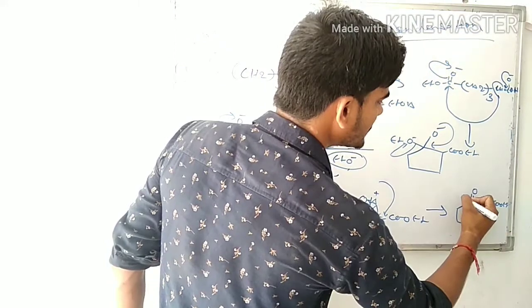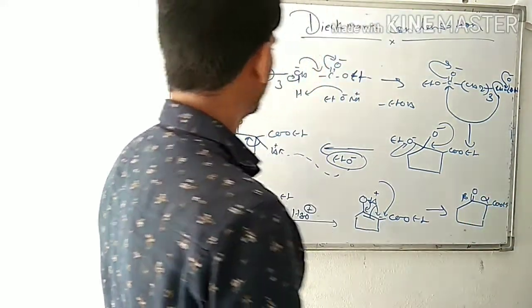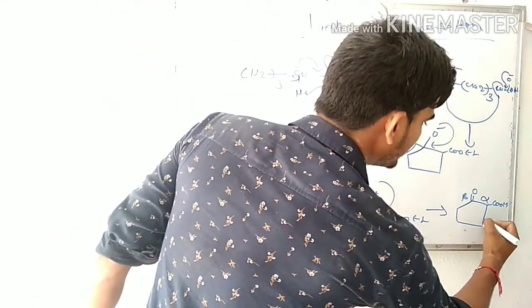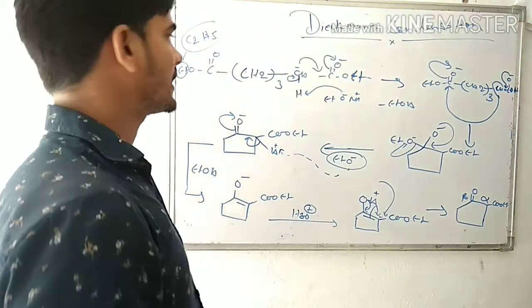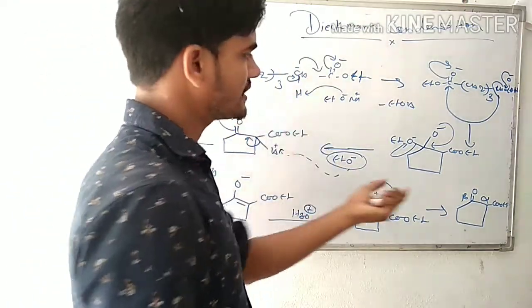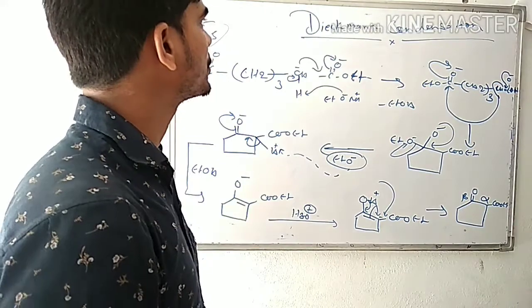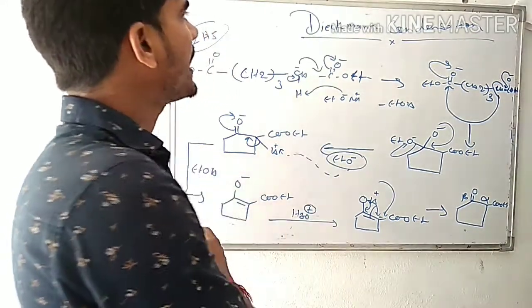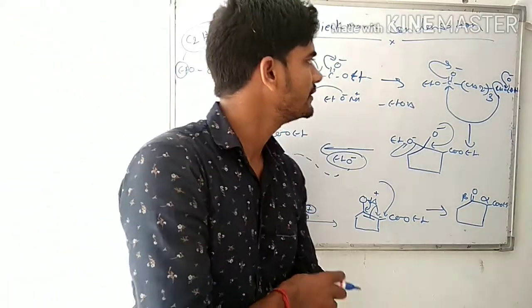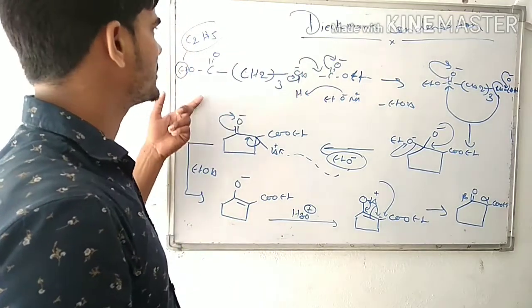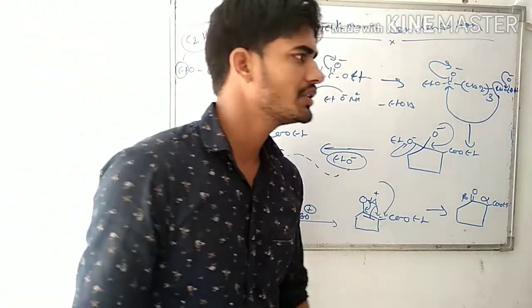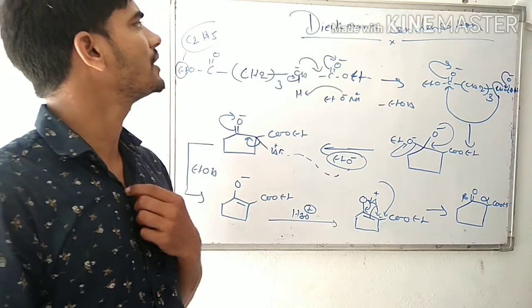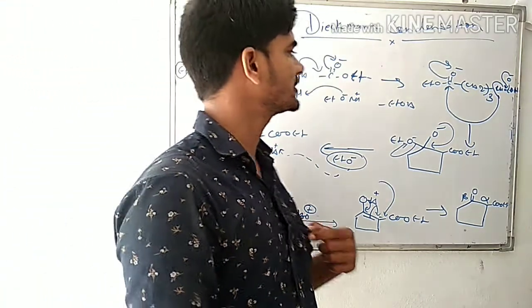This is the alpha carbon, it's a beta keto ester. This is a 5-membered beta keto ester and we can prepare 6-membered and 7-membered also. So Dieckmann condensation reaction is very important and its mechanism is very interesting. So this is all about the mechanism of Dieckmann condensation reaction.